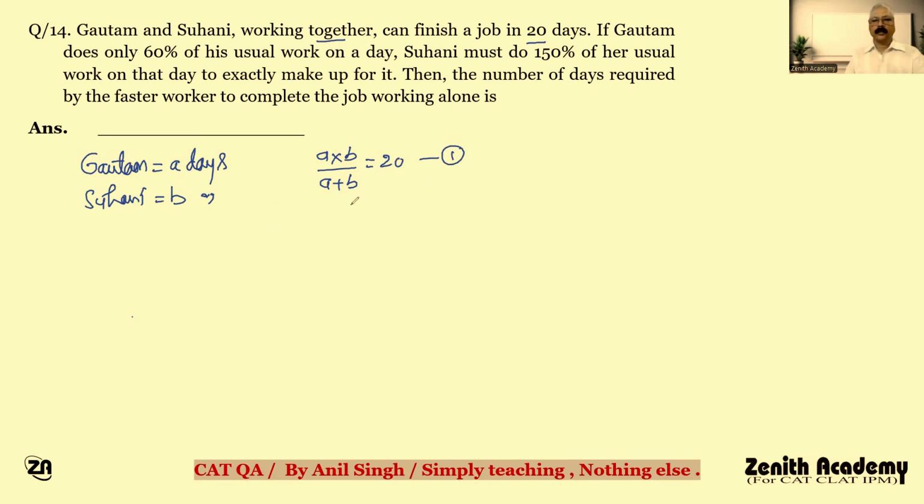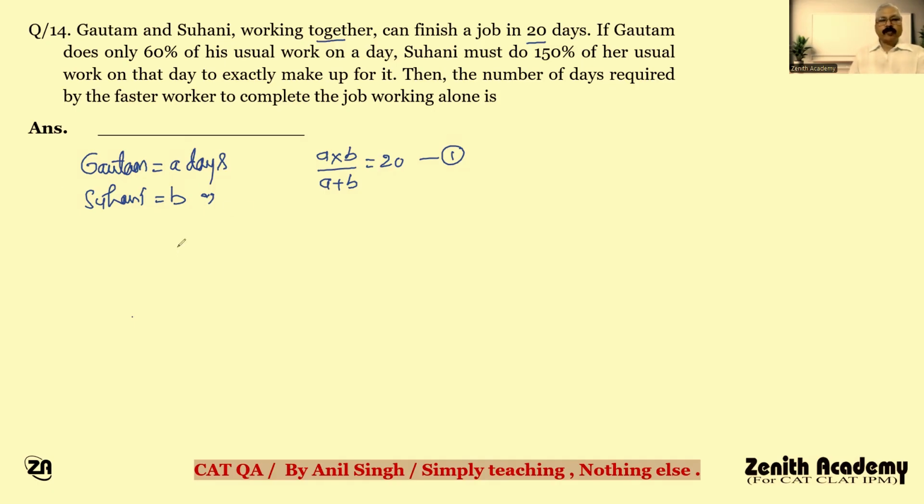The basic concept of time and work chapter. If one does a work in A days, another in B days, then both together will finish the same work in AB upon A plus B days. Okay, and now see the question.